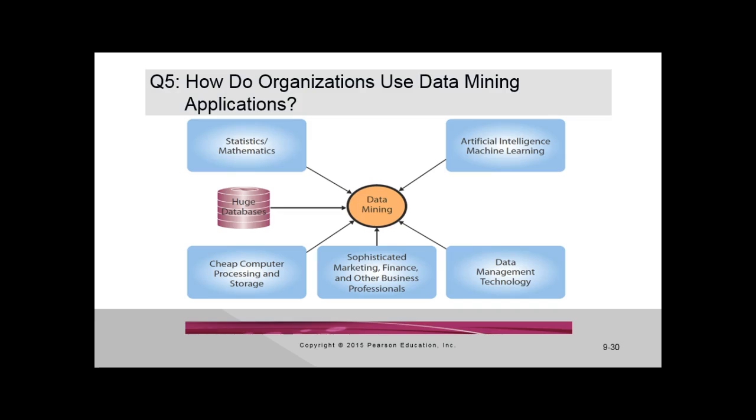So what data mining is, and this is probably a better, more comprehensive diagram than mine, but all data mining is taking the data that I have, applying math and statistical techniques, and coming out with information in the form of patterns or relationships that I can use in the business world. Okay? So statistics and mathematics, artificial intelligence, machine learning. One of the things that's driving this is cheap computer processing and storage power. Right? I can do these kinds of things a lot quicker than I used to be able to, for sophisticated marketing, finance, and other business professionals.